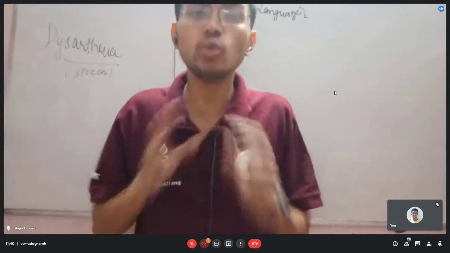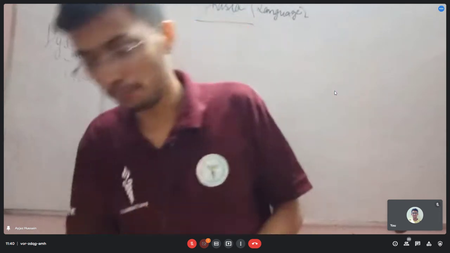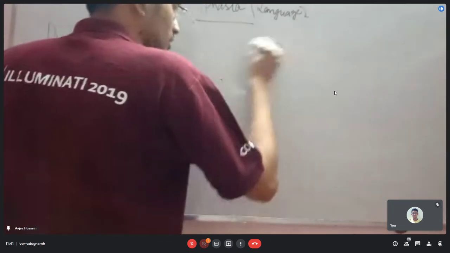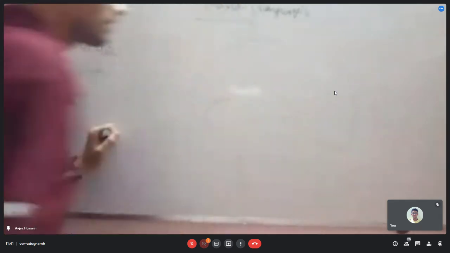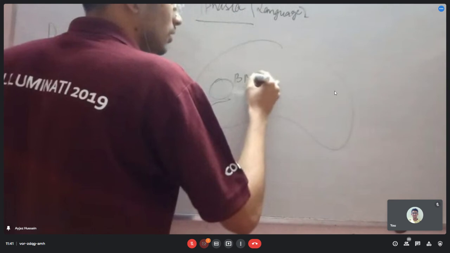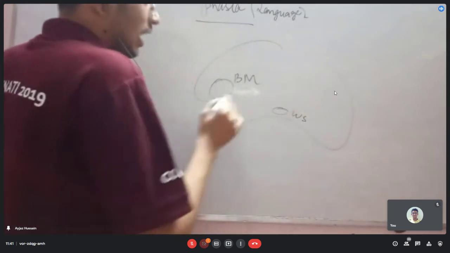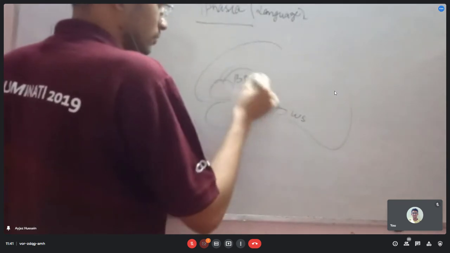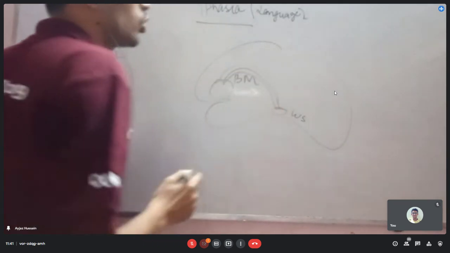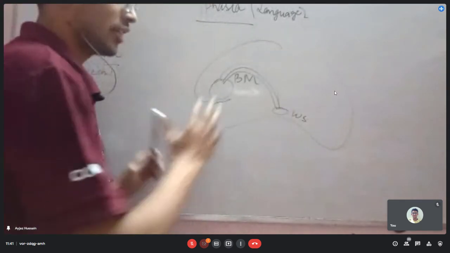So you have to always rule out whether you're dealing with dysarthria or aphasia. Now, when we talk about aphasia, what happens in the brain? You have the Broca's motor area. Somewhere you have the Wernicke's sensory area, and something that connects these two is called the arcuate fibers, also called the arcuate fasciculus. This is the anatomy that you need to know.